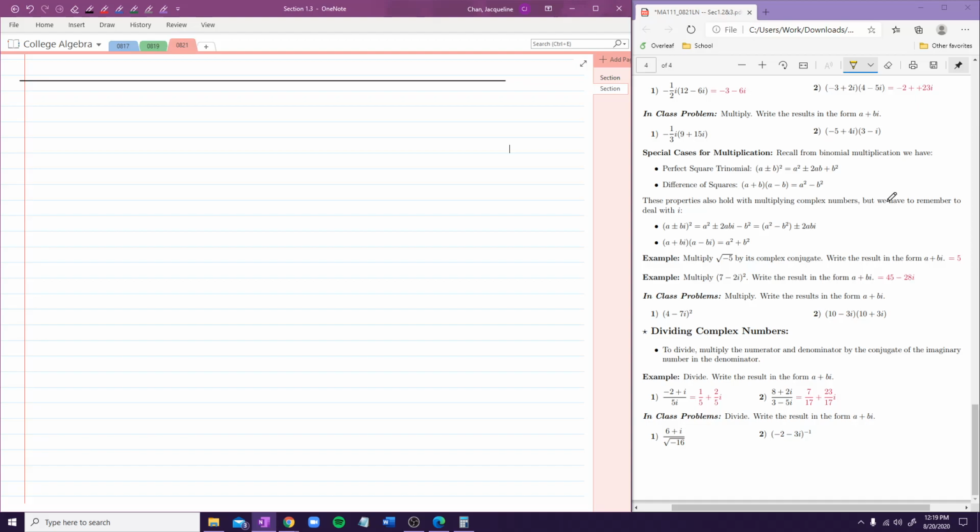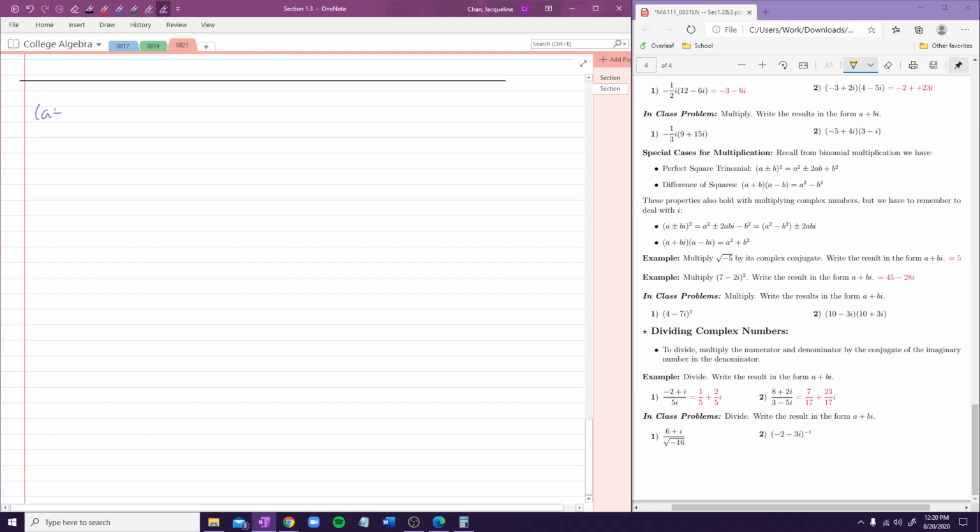So these properties hold with multiplying complex numbers, but we have to remember to deal with the i. So if we have (a plus or minus bi) quantity squared, you get a squared plus or minus 2abi minus b squared. But if we want to keep it in the form a plus bi, like the real and the imaginary part, it would be a squared minus b squared plus or minus 2abi. And then for (a plus bi) times (a minus bi), we get a squared plus b squared. Right, and that's a little peculiar, so let's talk about it.